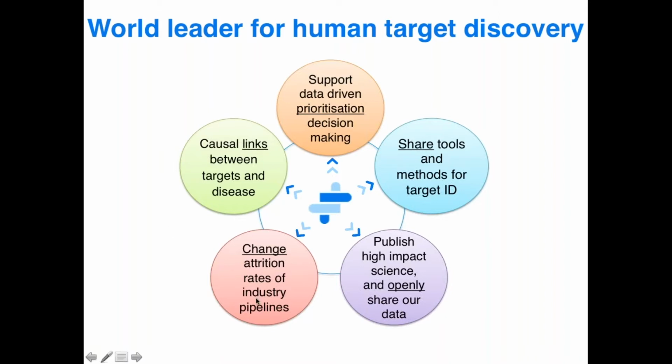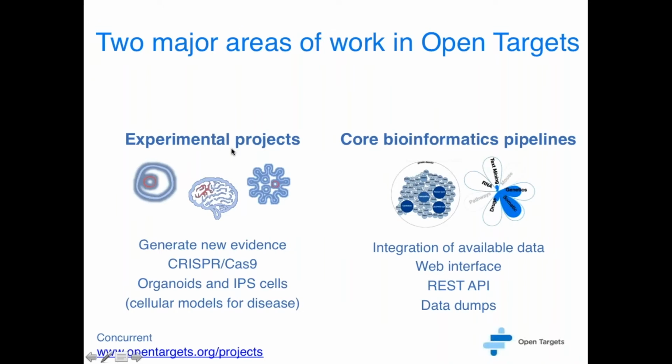As I said, we do want to change those attrition rates. So we want to allow for that drug discovery timeline to be more successful. And we are very much interested in finding what causes, which pathways, for example, are affected and perhaps leading to a given disease. So within Open Targets, there are two major areas of work.